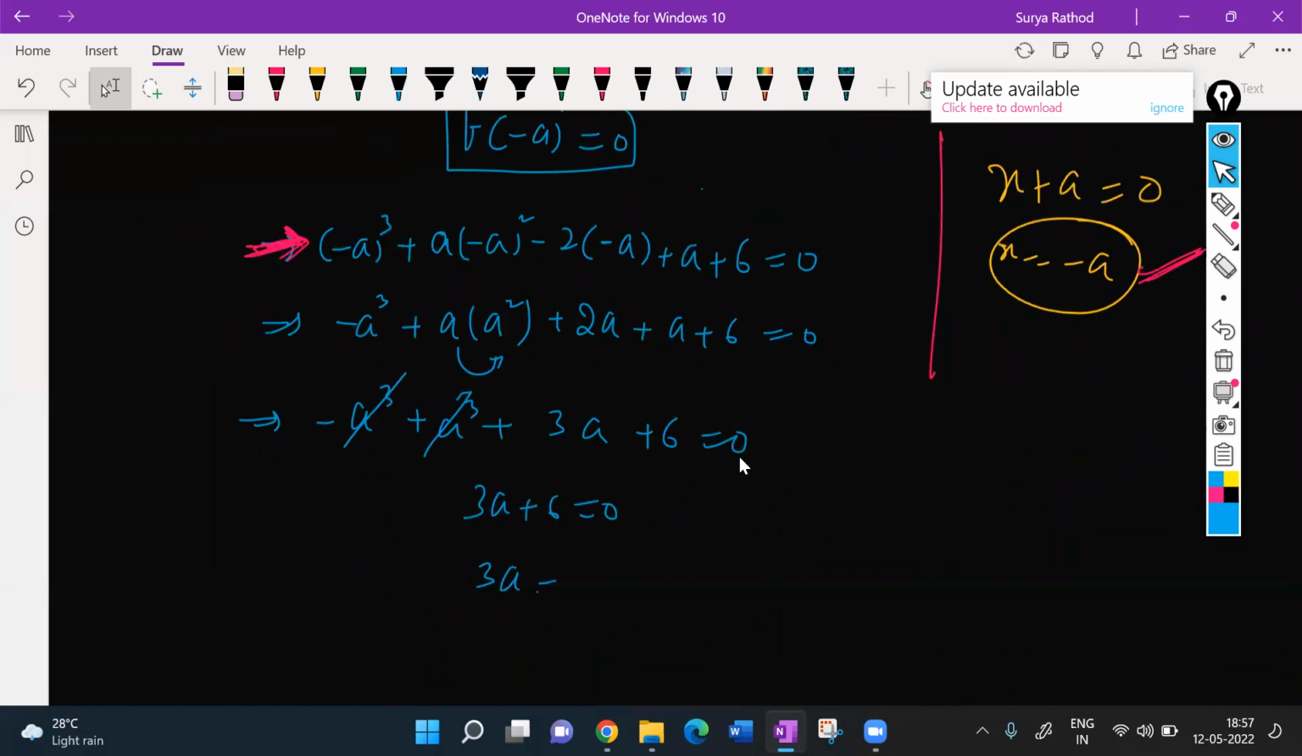So 3a is equal to minus 6. 3 ones are 3, 3 twos are 6. So a value is minus 2. That is my required answer.